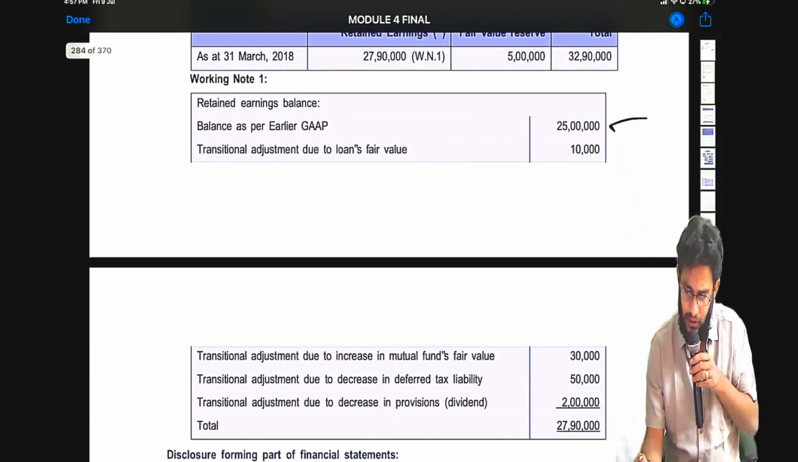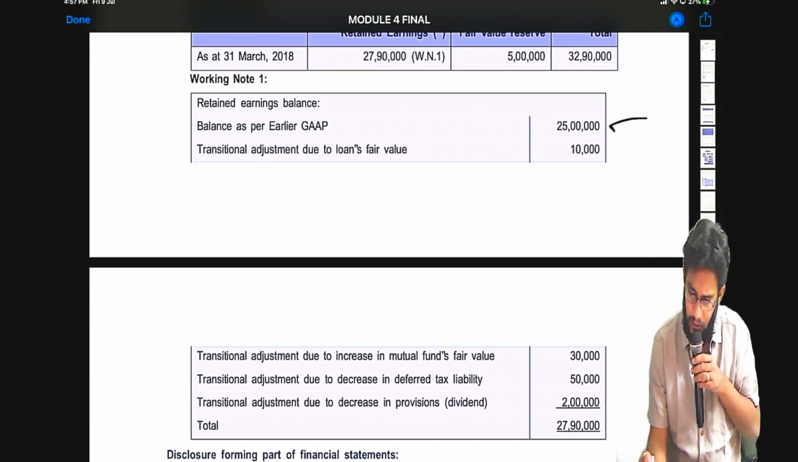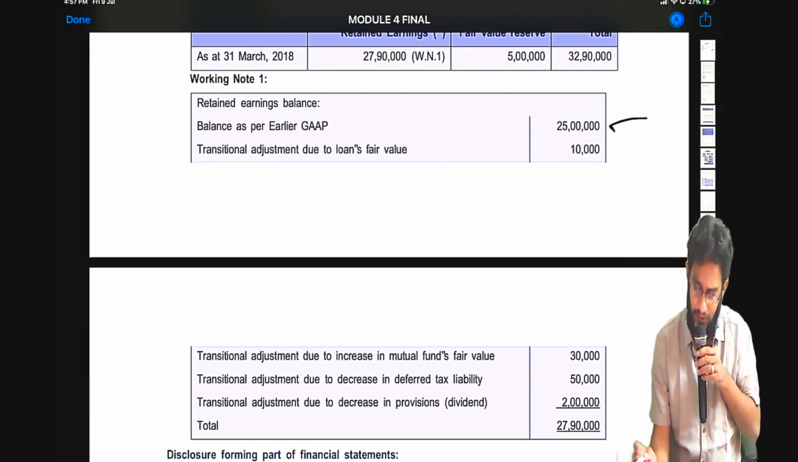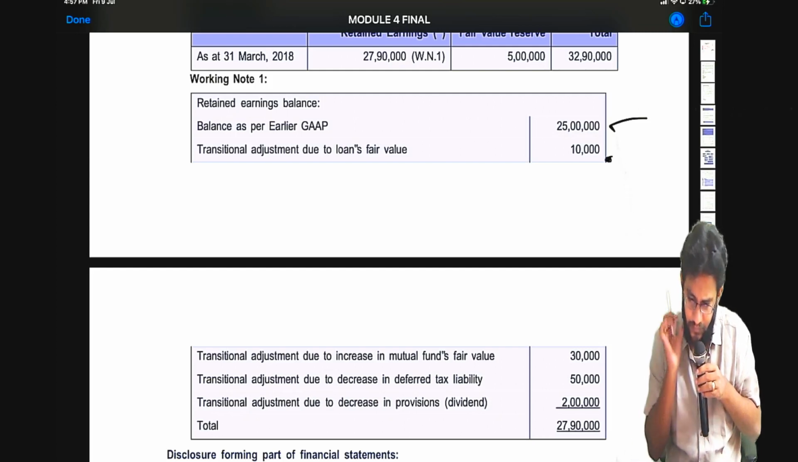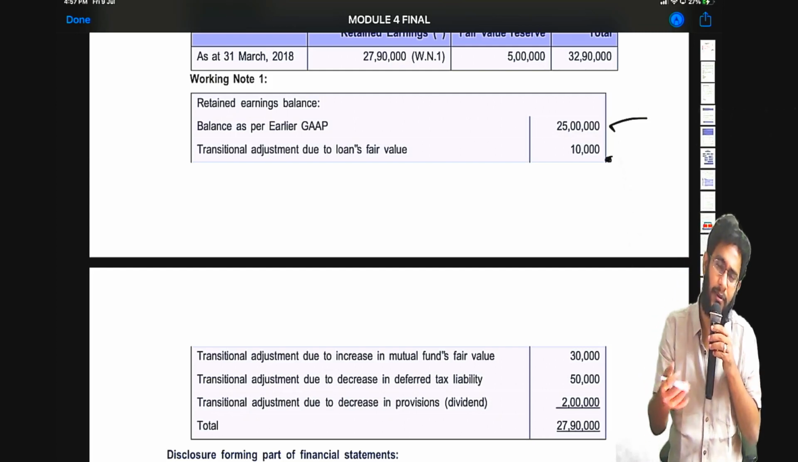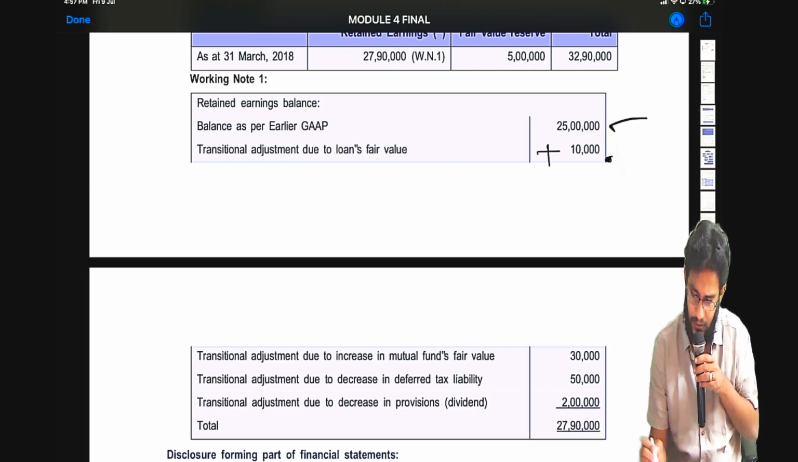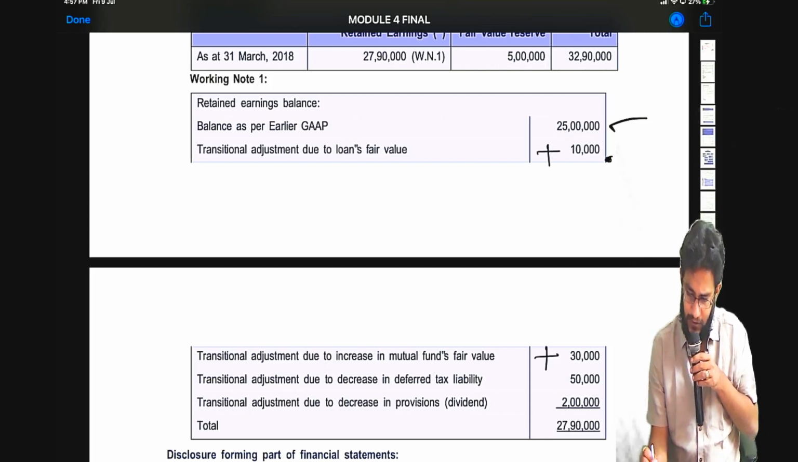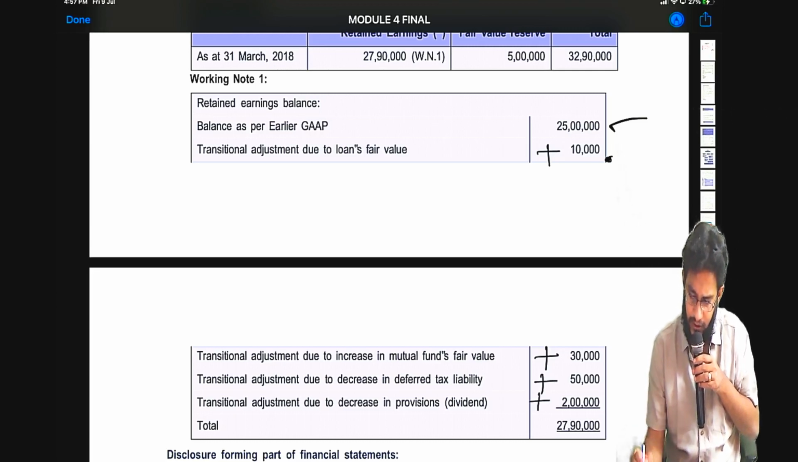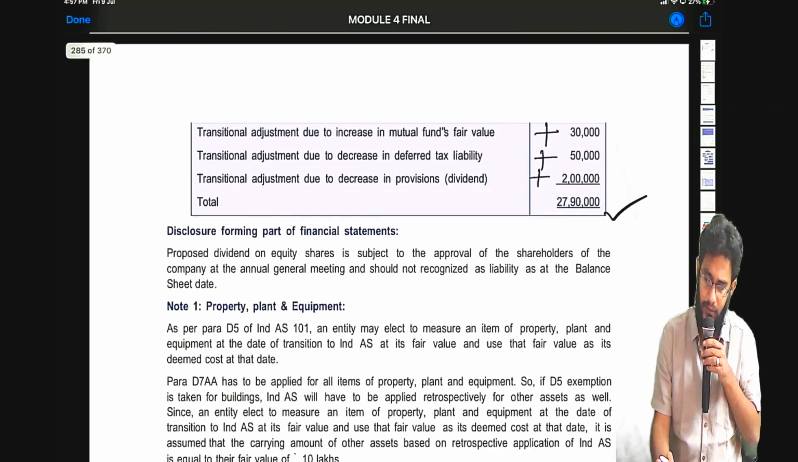Balance as per original, this is what is given in the balance sheet. Loan fair value 10,000 increased, that one. The loan given increase, but it's an asset increase, so it's a plus. Mutual fund increase is a plus. DTL decrease, that is also a plus. Provision not required, reverse, plus. So all our additions on it became 27,90,000.